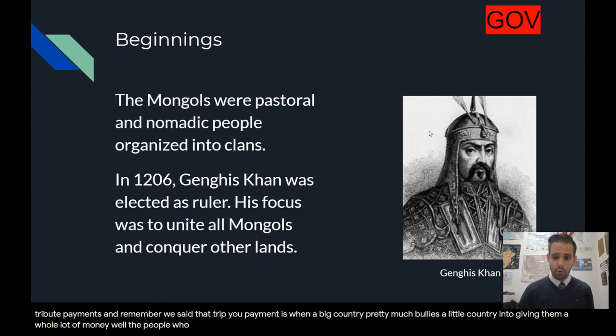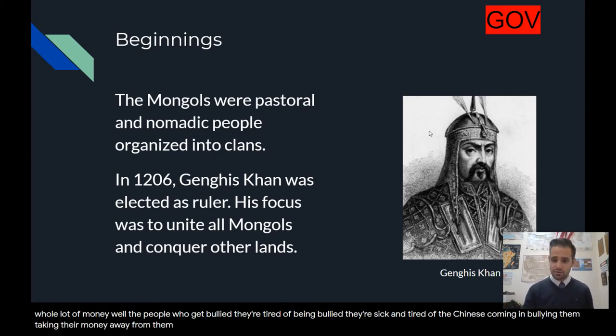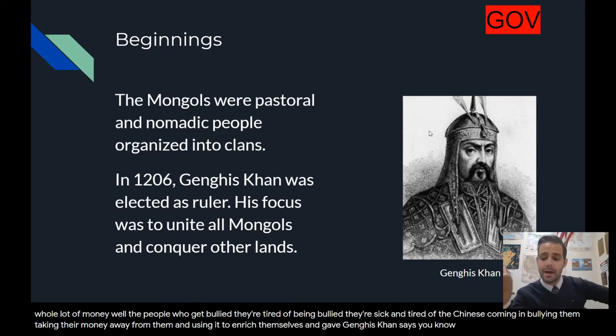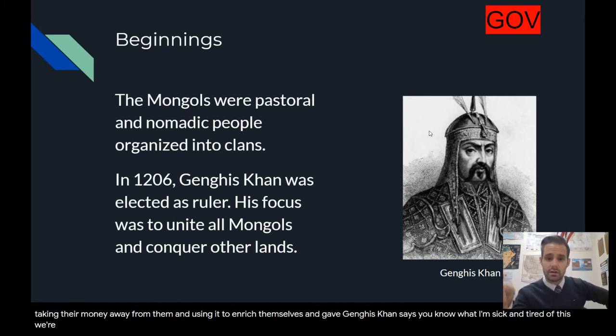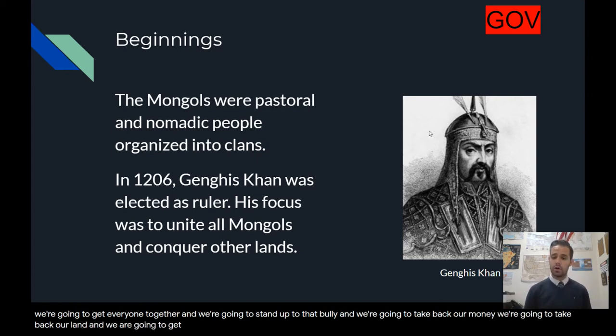Well, the people who get bullied, they're tired of being bullied. They're sick and tired of the Chinese coming in, bullying them, taking their money away from them, and using it to enrich themselves. And Genghis Khan says, you know what? I'm sick and tired of this. We're going to get everyone together and we're going to stand up to that bully. And we're going to take back our money. We're going to take back our land and we're going to get what's ours. And the people love this. So they have a common enemy to organize around.